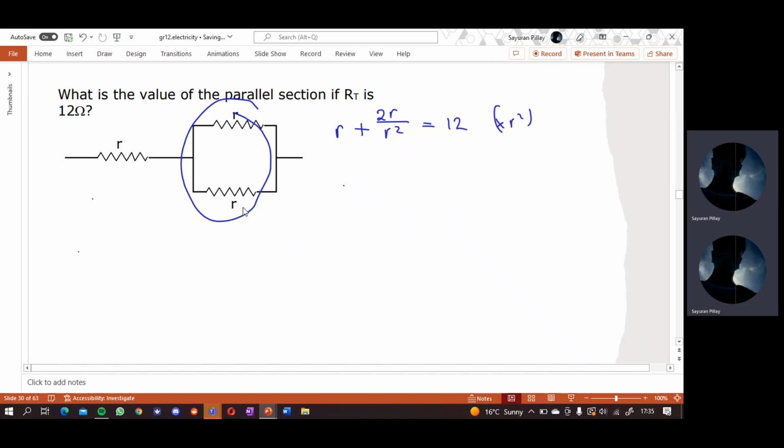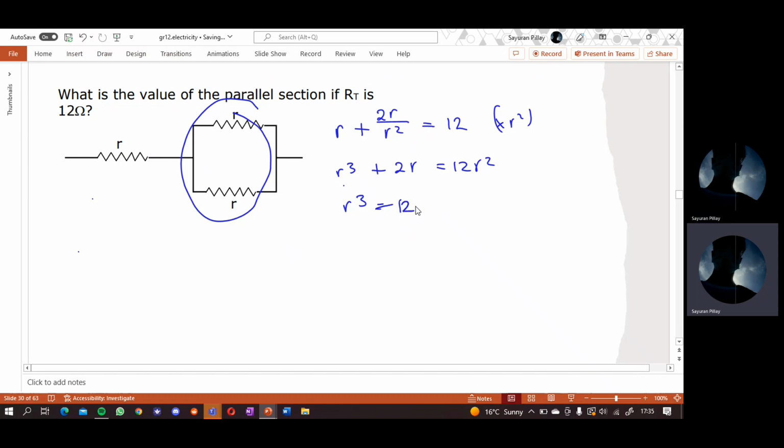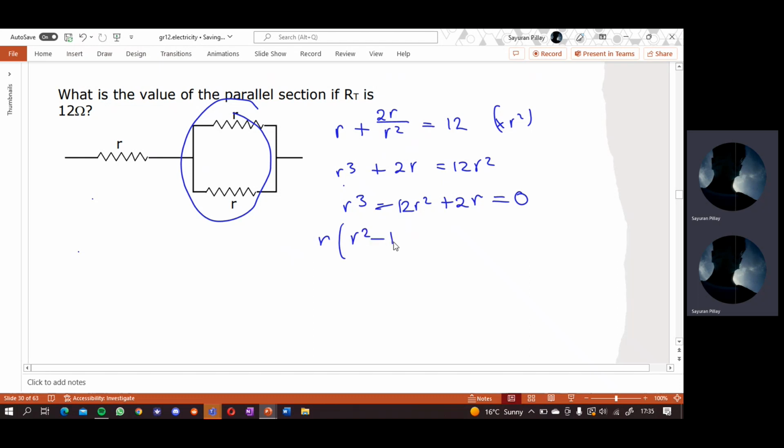And if you know your maths, this is going to be R cubed plus 2R equals 12R squared. Let's bring that into standard form, please: R cubed minus 12R squared plus 2R equals 0. Now you can remove R as a common factor from all of this. You get R squared minus 12R plus 2 equals 0. Either R equals 0 or R squared minus 12R plus 2 equals 0.